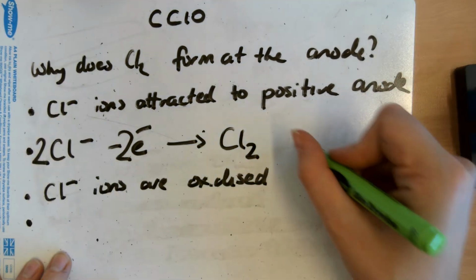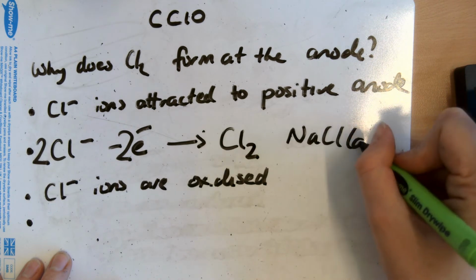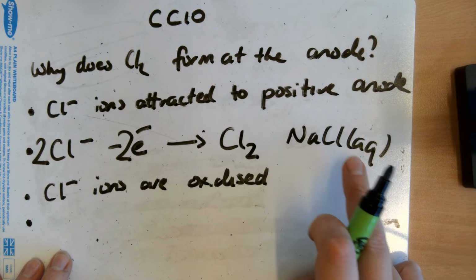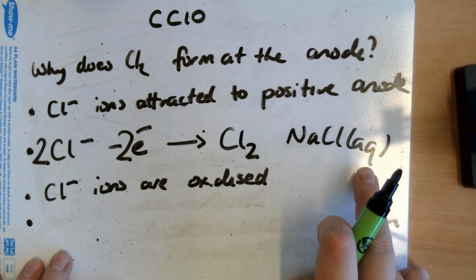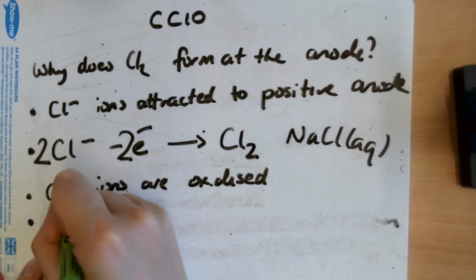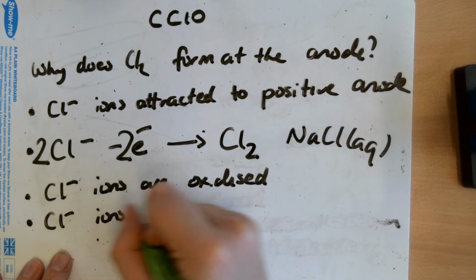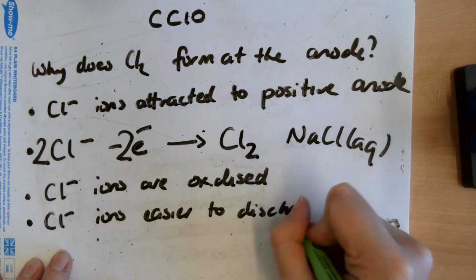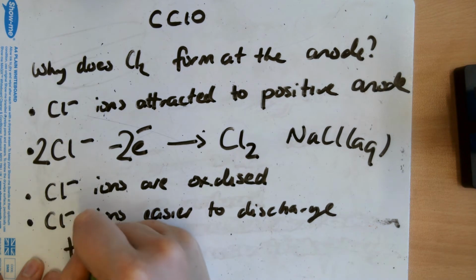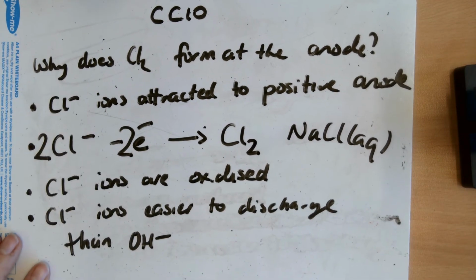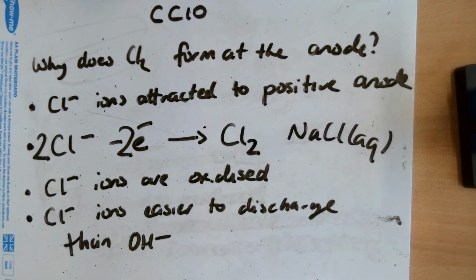The other thing that you could say, again, let's assume we've got sodium chloride aqueous. As well as having Cl minus ions going to the anode, you're also going to have OH minus ions from the water going to the anode. So again, you could write that Cl minus ions are easier to discharge than OH minus ions. So again, that's why the Cl minus ions get oxidized and the OH minus ions do not. You can say Cl minus ions are easier to discharge.